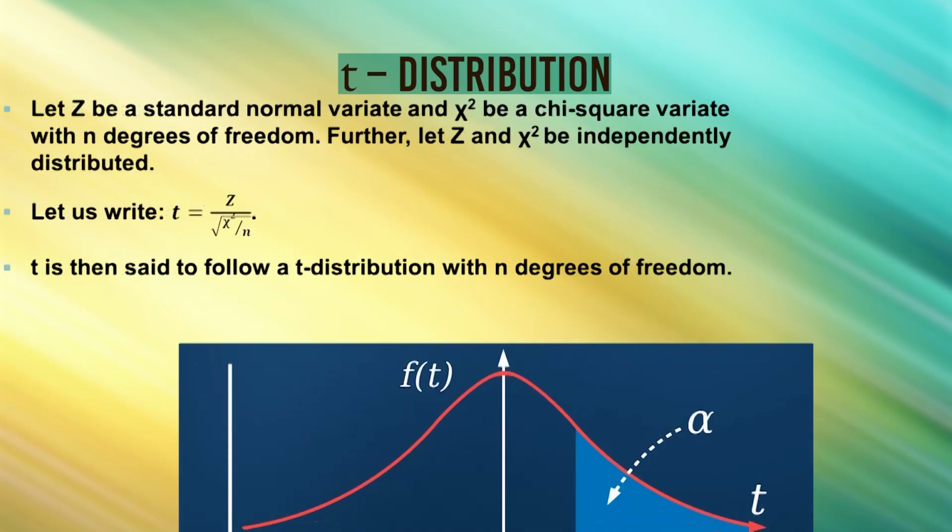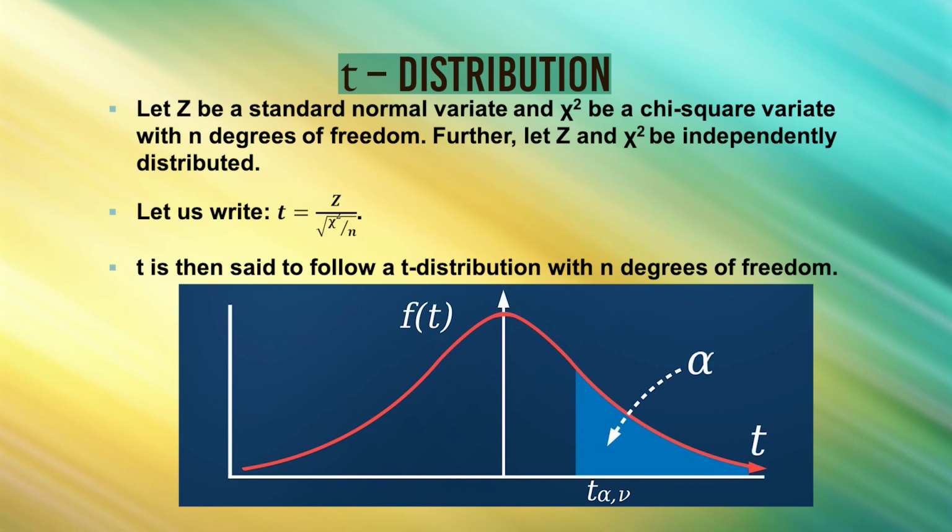Next we move to t distribution. Suppose z is a standard normal variate and chi-square is a chi-square variate with n degrees of freedom. Now what do we mean by n degrees of freedom? Recall, what is chi-square? Sum of the squares of some standard normal variates. If we take 5 standard normal variates, then the chi-square distribution will be of 5 degrees of freedom. If I take 10 standard normal variates, then it will be of 10 degrees of freedom. So in general, if I take n number of standard normal variates, independent, and consider their sum of squares, then it will be a chi-square variate with n degrees of freedom.